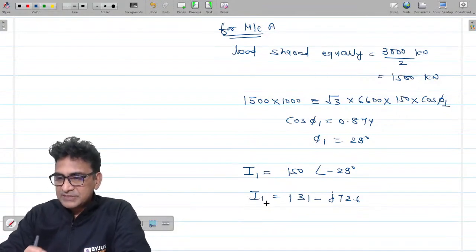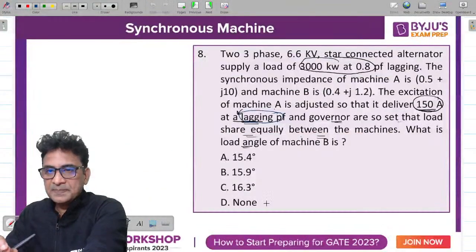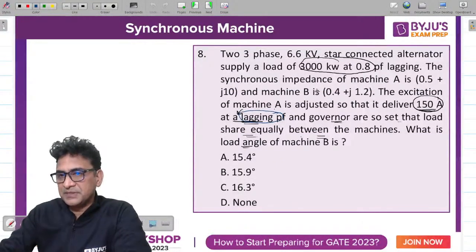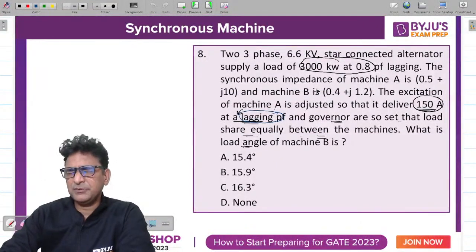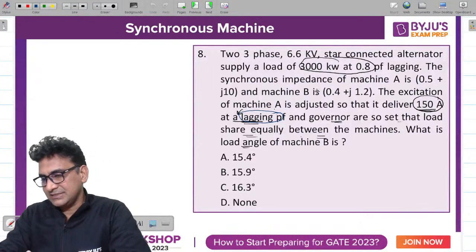Why are we not using Ef Vt cos delta here? Because here resistance is also given. Ef Vt cos delta is applicable when you neglect the value of armature resistance.